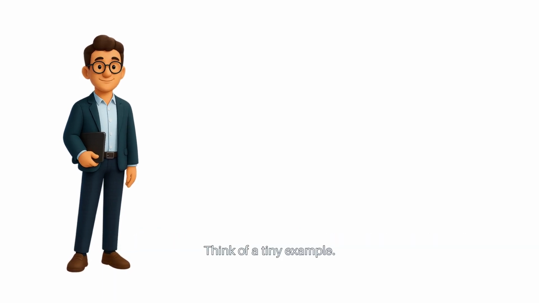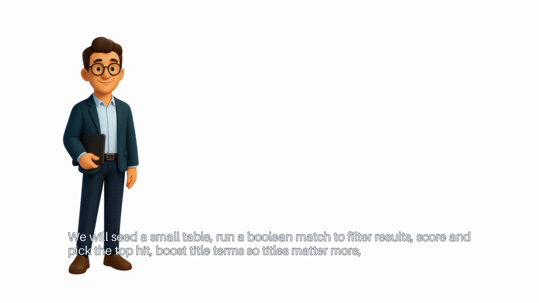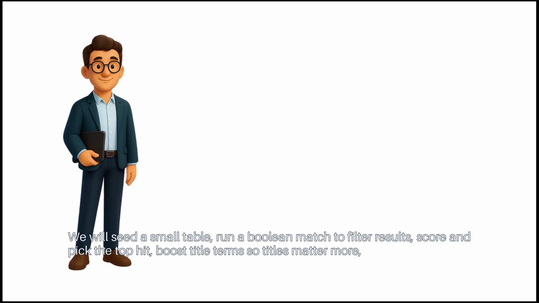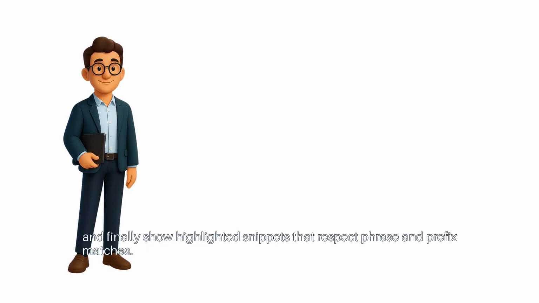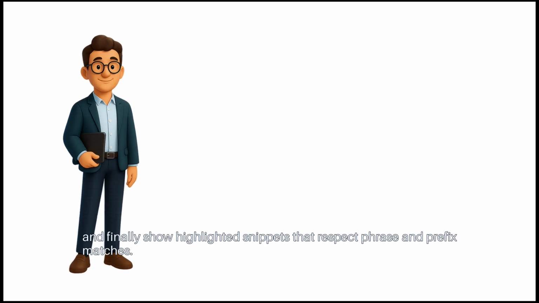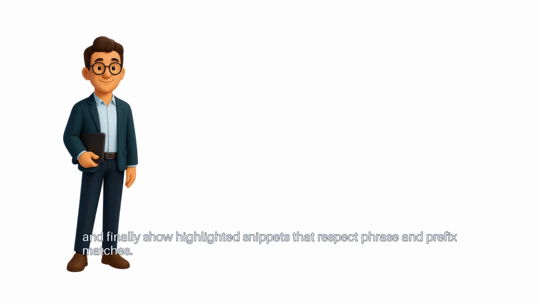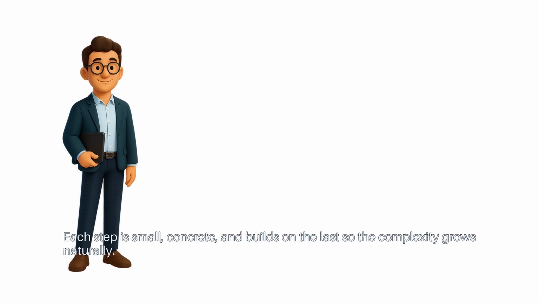Think of a tiny example. We will seed a small table, run a Boolean match to filter results, score and pick the top hit, boost title terms so titles matter more, and finally, show highlighted snippets that respect phrase and prefix matches. Each step is small, concrete, and builds on the last, so the complexity grows naturally.